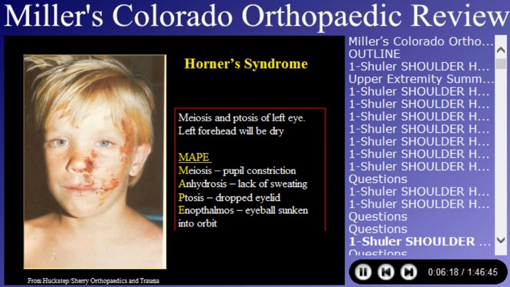And the easy way to remember that is anhidrosis, lack of sweating. Horner's syndrome, you have miosis, pupillary constriction, ptosis of the left eye set in. Left forehead will be dry. So they'll throw these little curveballs at you, how the forehead's going to feel. It's going to feel dry.